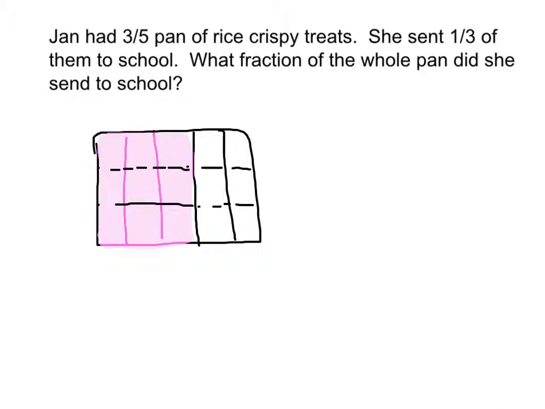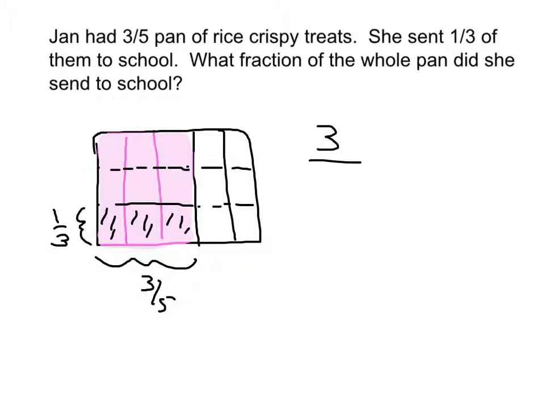So I started with my 3/5 there, and I'm taking 1/3 of them, which is right here. So I have 3 pieces. I have 3, but what are they? Well, they are 15ths now, because I've broken my pan into 1, 2, 3, 4, 5, and I have 3 rows of that. 3 rows of 5 are 15.